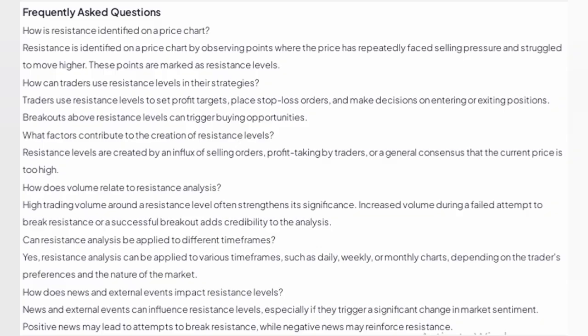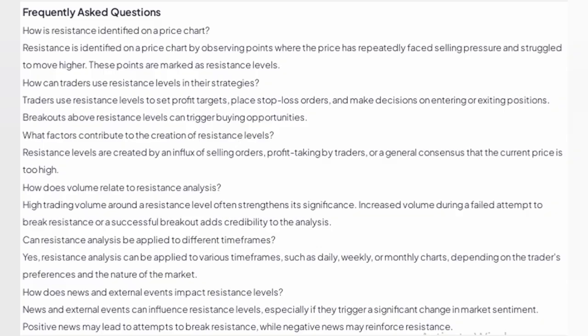What factors contribute to the creation of resistance levels? Resistance levels are created by an influx of selling orders, profit taking by traders, or a general consensus that the current price is too high. How does volume relate to resistance analysis? High trading volume around a resistance level often strengthens its significance. Increased volume during a failed attempt to break resistance or a successful breakout adds credibility to the analysis.